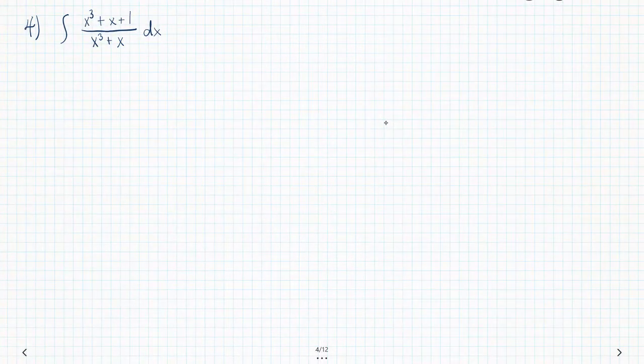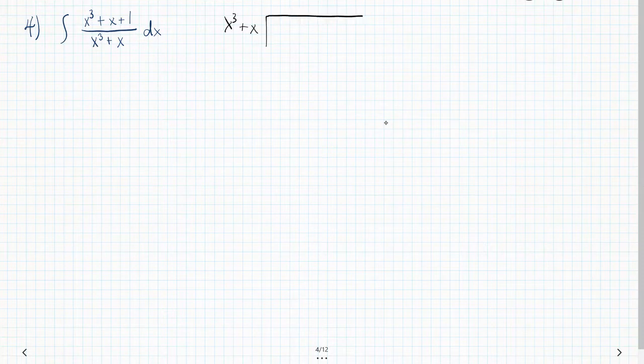Okay, so we've seen a few different methods. We've seen trig substitution, trig integrals. Now let's work another partial fraction like we just did, but something slightly different. So why is this different? Well, we are going to have to divide. So x cubed plus x divided into x cubed plus x plus 1.